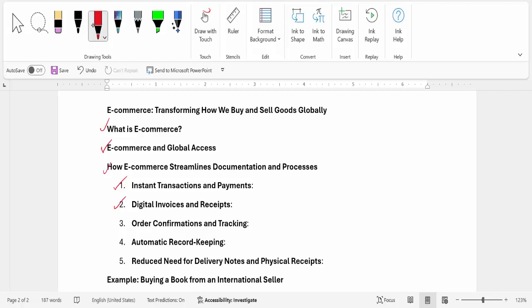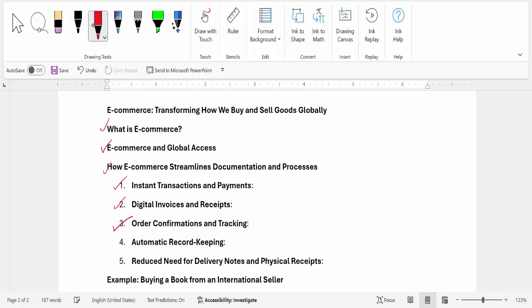2. Digital invoices and receipts. Instead of receiving a paper invoice, customers receive a digital receipt or e-invoice immediately after completing their purchase. This electronic document includes all necessary details like item description, price, taxes, and payment confirmation. This e-invoice is instantly recorded in the seller's system, which reduces the need for physical storage and simplifies record keeping.